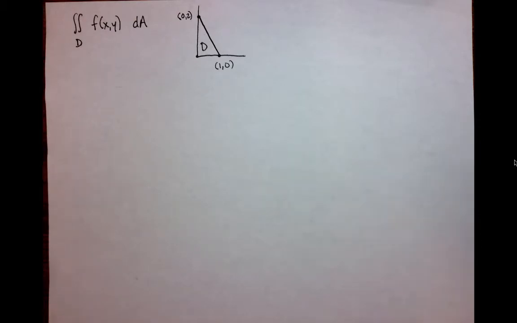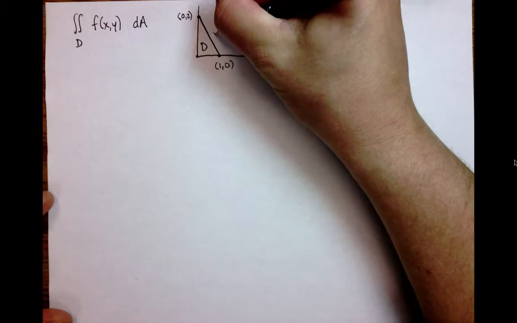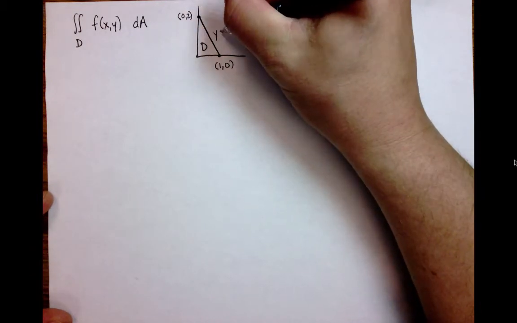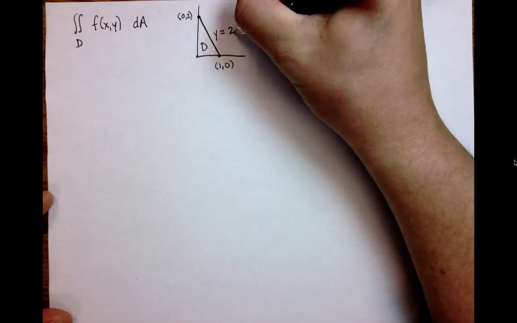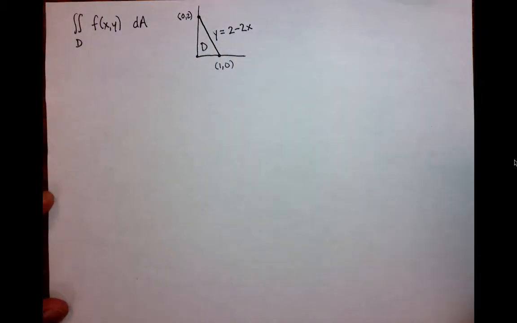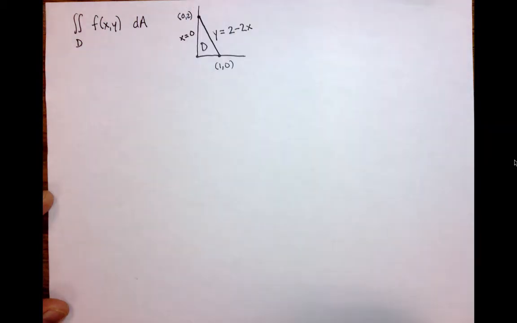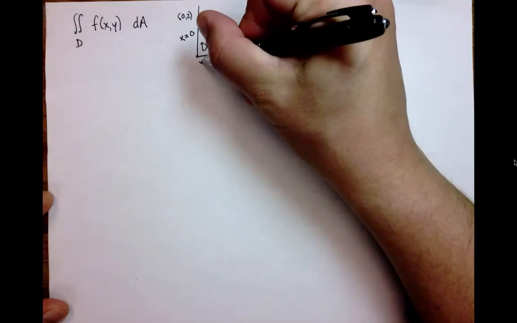Double integrals over general regions are not easy, but there is a systematic approach to it. So here we have a double integral over triangular region D. The first thing you want to do is write down equations for what's going on on the various sides of D. So in this case, this line is y equals 2 minus 2x. This edge is x equals 0. And this side is y equals 0.